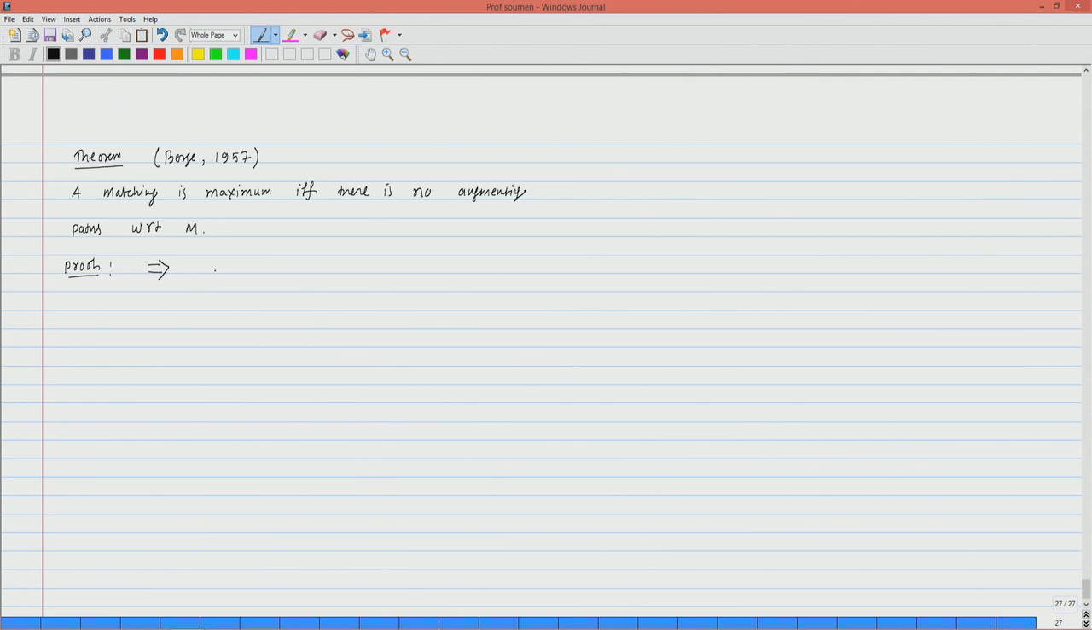So, we will prove this part, that you are given that the matching M is maximum. So, both are by contradiction. So, this part is by contradiction.